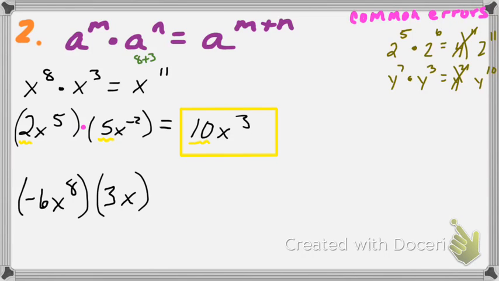Here's another common error that might have tripped you up on this one. That's not correct. Correct answer should be c to the 6th up in our common error. The correct answer to our problem is negative 18 x to the 9th.